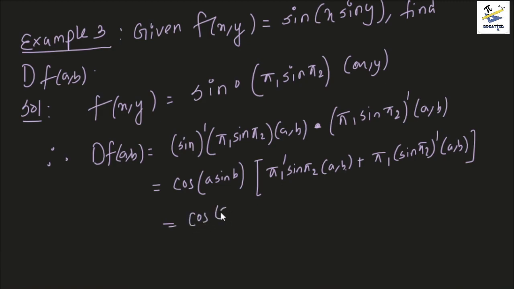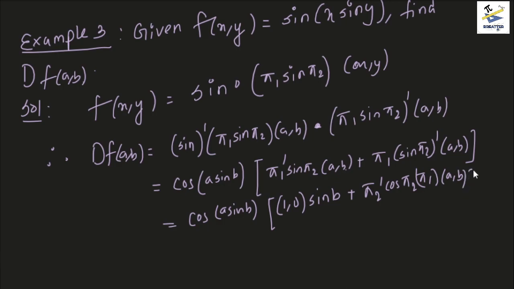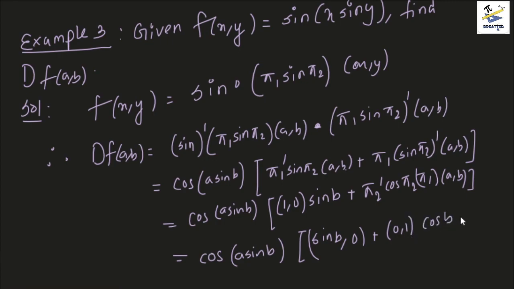So this is cosine of a sine b, and this is basically 1 comma 0 times sine b, right? Similarly, this sine pi 2's derivative is pi 2 prime into cosine of pi 2. So it is basically pi 2 prime into cosine of pi 2, and we also have a pi 1 separately at the point a comma b. This would give us cosine of a sine b. We have sine b comma 0, and pi 2 prime here basically is 0 comma 1, and this is cosine of b into a.